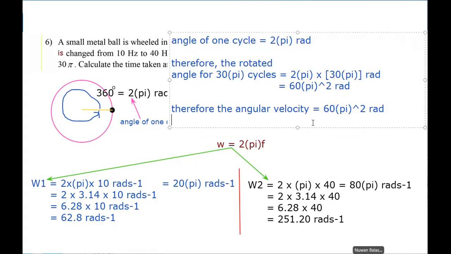So we know the initial angular velocity, we know the final angular velocity, and we know the angular displacement. So what are the things we know? Initial angular velocity is 20 times pi radian per second. Final angular velocity is 80 times pi radian per second. And the angular displacement for time t seconds is 60 times pi square. The unit is radian. Completely clear?